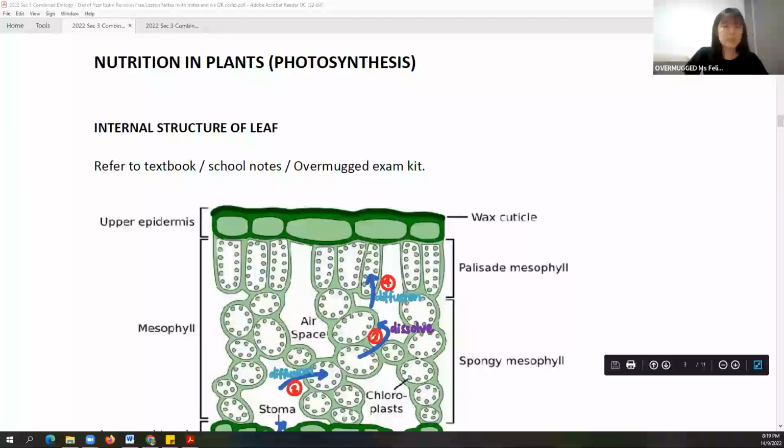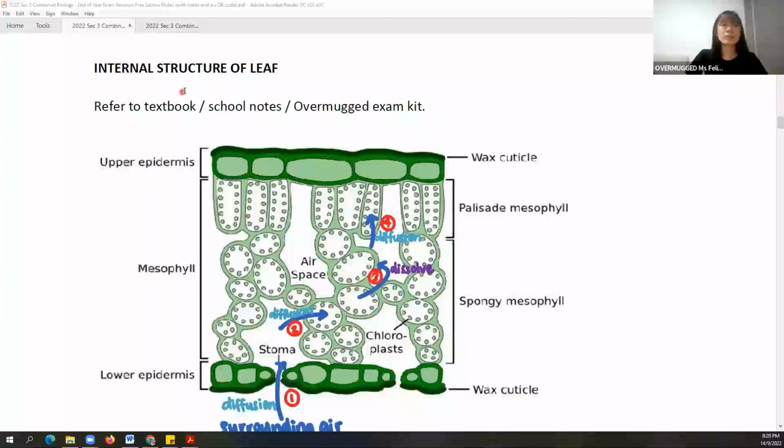I will now move on to nutrition in plants first. After I finish nutrition in plants, we'll try out the practice questions on both movement of substances and nutrition in plants together. For nutrition in plants, the first section that you need to know is the internal structure of the leaf. You need to know how to label all these parts and their functions. This is just pure memory work, so you need to study it on your own. You can refer to your textbook or your school notes, or if you bought the Overmark curated notes, you can refer to that also.